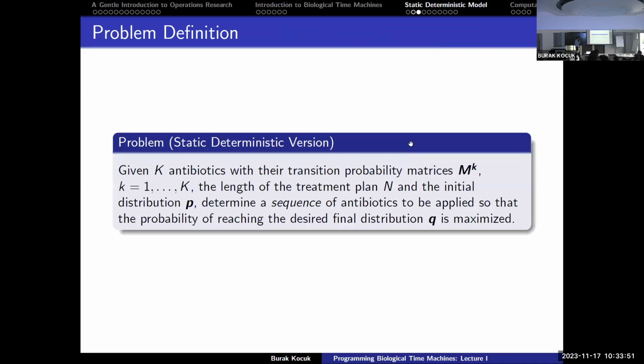Okay, and formally, I define the problem as follows. Given K antibiotics with their transition probability matrices, length of the treatment plan N, initial state, and where you want to end up, final state Q. Determine a sequence of antibiotics to apply so that the probability is maximized. Here the term sequence is important, because I decide everything that you do.